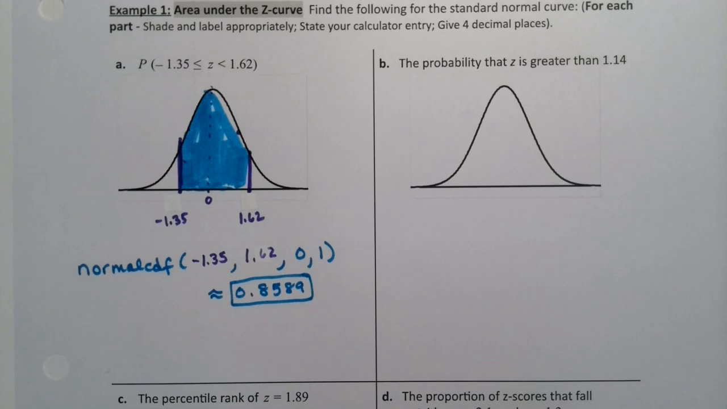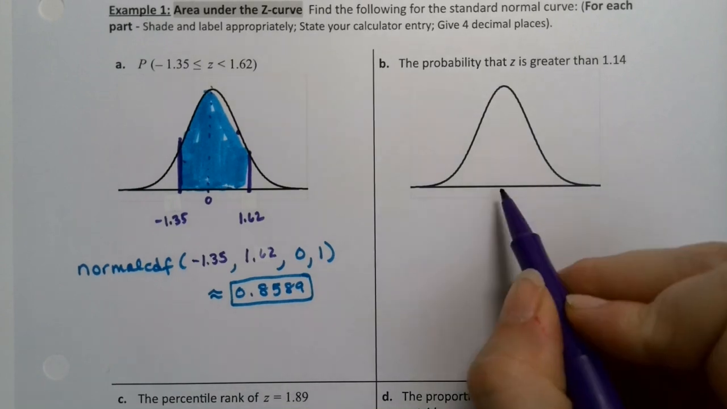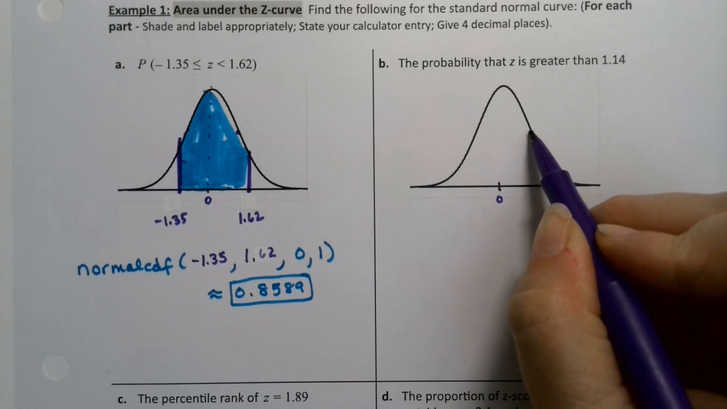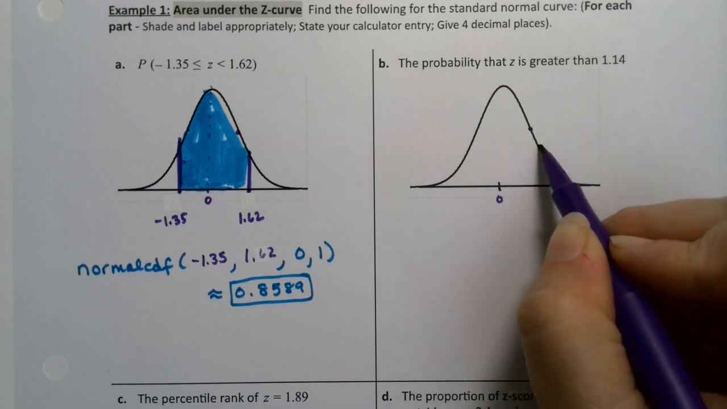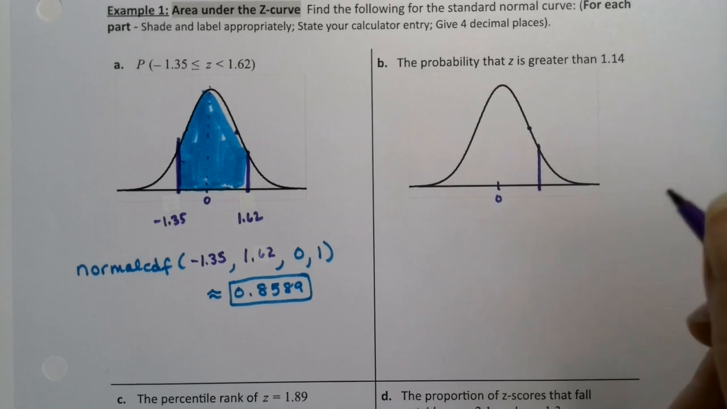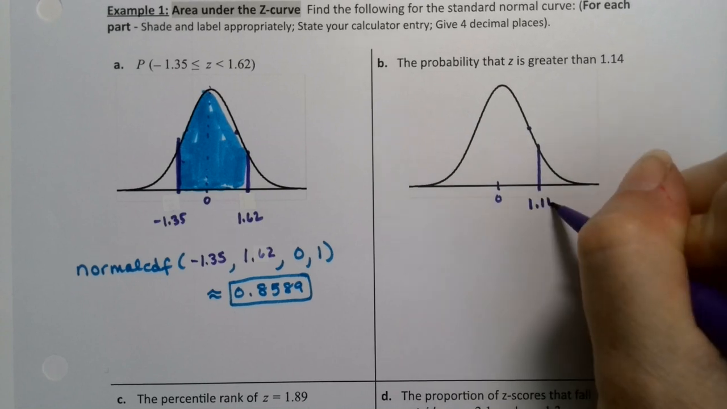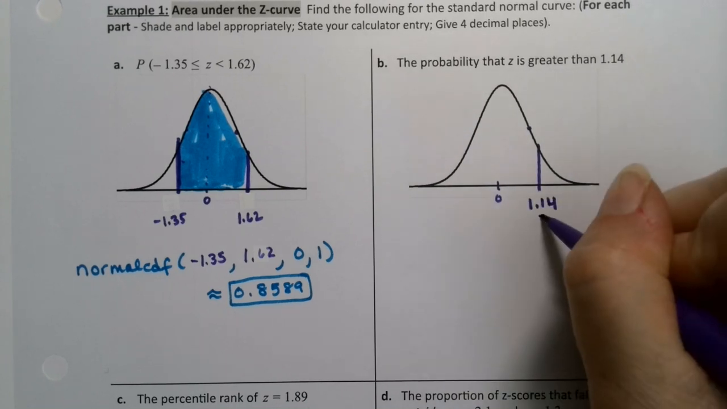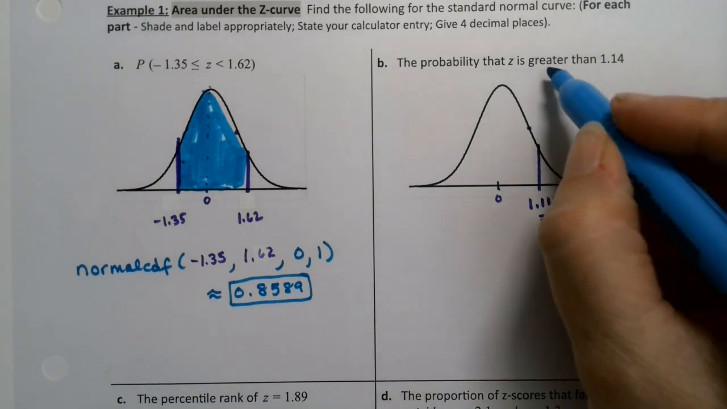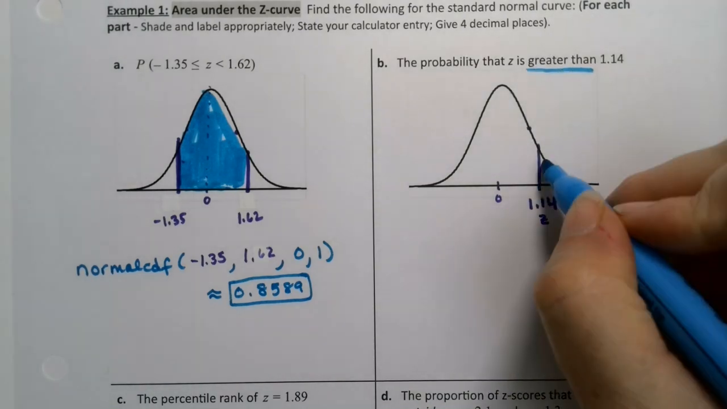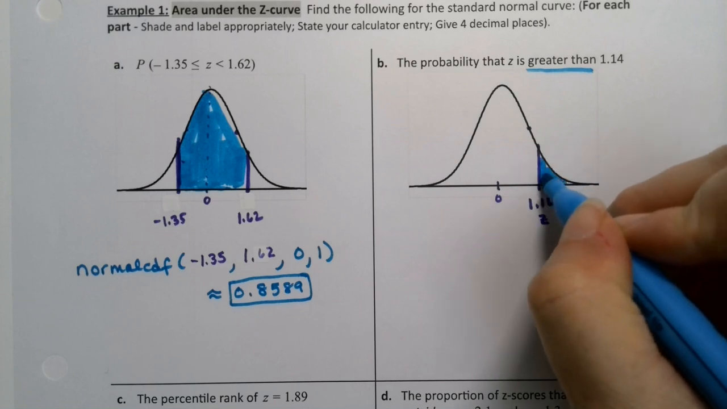What about the probability that x is greater than 1.14? Okay, so remember, here's 0. The inflection point is at 1, so 1.14 would be just a little bit past there. There's 1.14. It's a z-value in case you're interested. All right, if I want to be greater than, I want to go to the right and shade to the right.